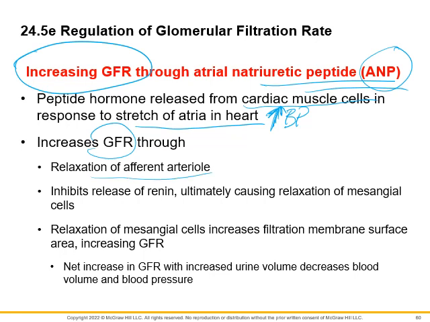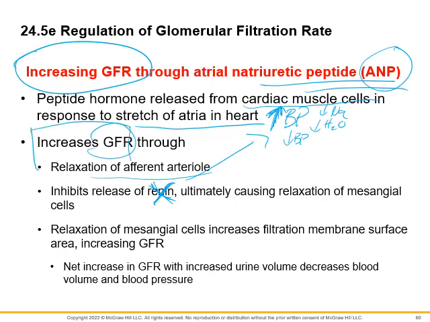So you're going to see relaxation of afferent arterioles. You're going to see an inhibition of renin. This is good for that high blood pressure, right? So if the blood pressure is too high, we release ANP, limits renin, so then we have a decrease in sodium and a decrease in water absorption. So that would cause our blood pressure to go back down.